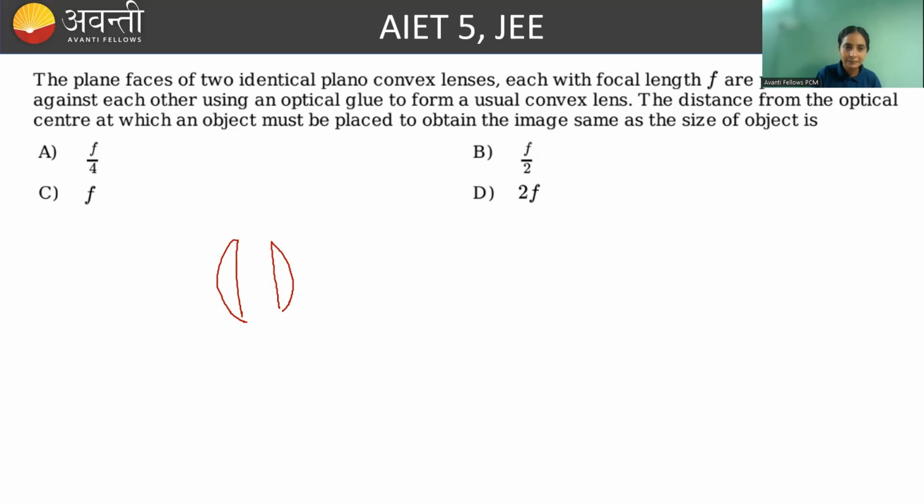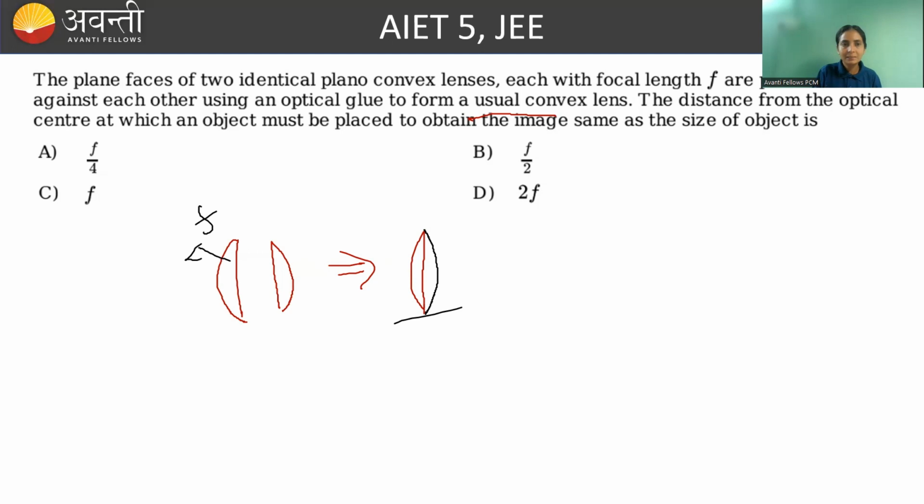And when they will get stuck, what will happen? When they will get stuck together, what will happen? It will become a convex lens. Okay, usual convex lens. So if you're going to bring these two together, what will happen? You just see here. Here I'm going to paste another one. So it will get pasted like this. So this became usual convex lens. Okay. And its focal length is given as f.